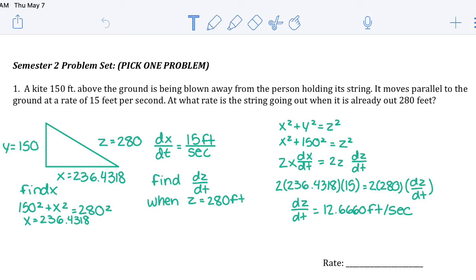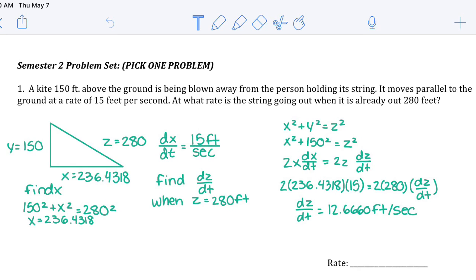So actually solving the problem is seen all the way to the right of my page, and you use the Pythagorean theorem, x squared plus y squared equals z squared. Since you're given 150 for y in the problem, you substitute that in, so you do x squared plus 150 squared equals z squared. Then you implicitly differentiate with respect to time, so you get 2x dx/dt equals 2z dz/dt, and the 150 squared goes away because it's a constant.